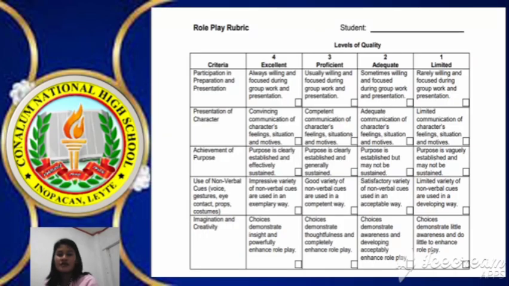So this is your criteria for your role play. Okay, you get to read this one.